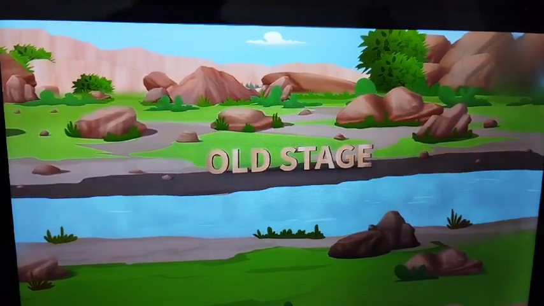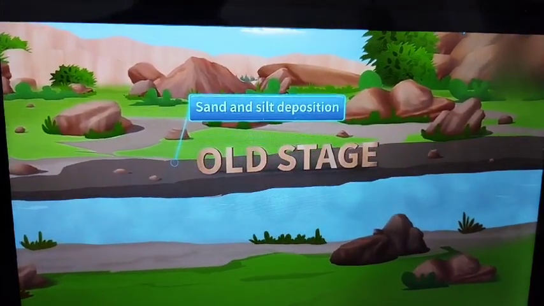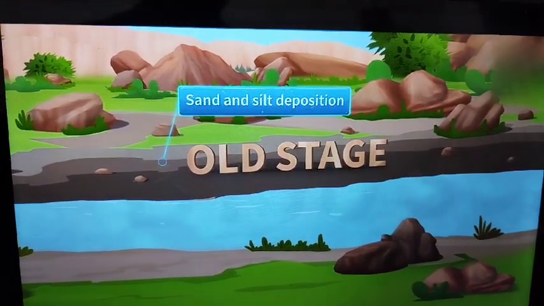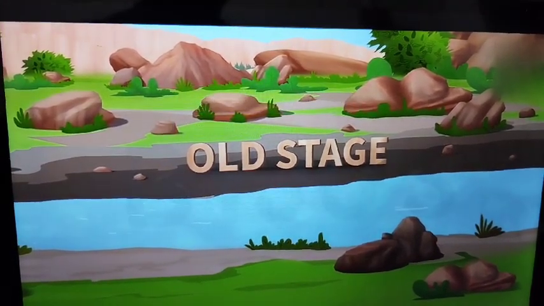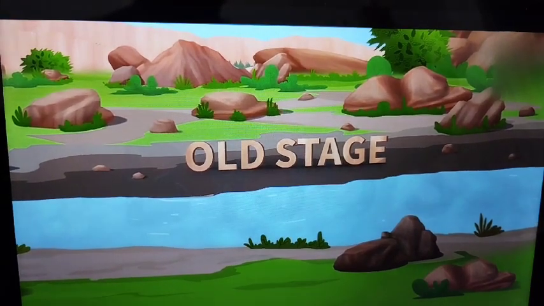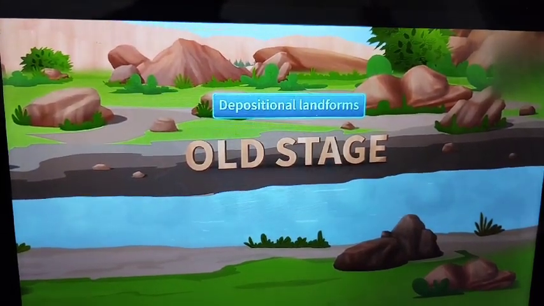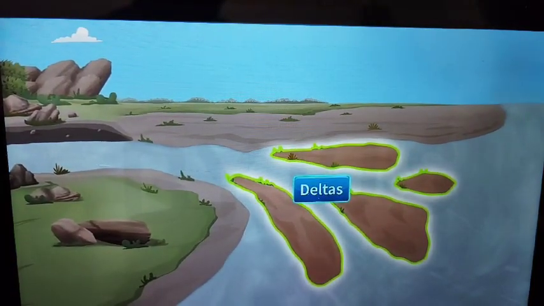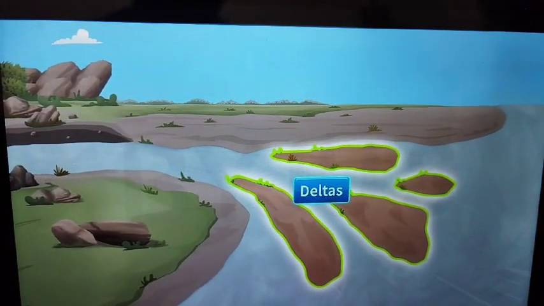The huge amount of sand and silt carried by the river from the upper course is deposited in this stage. Most of the landforms created due to the river in its lower course are hence depositional landforms. Deltas are some of the most common depositional landforms observed at this stage.